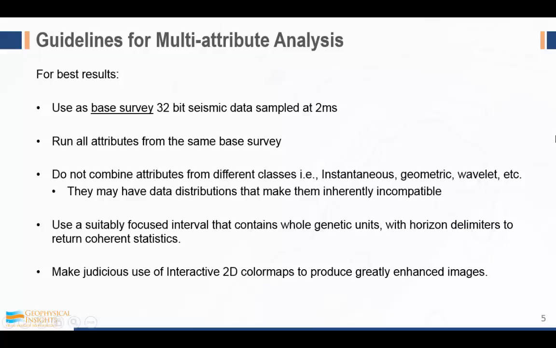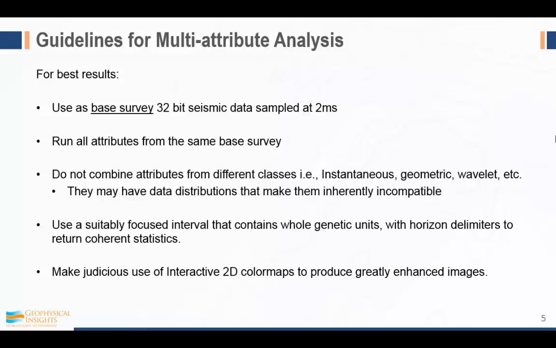We have some wild men who want to go down to half a mil, so, once they get power, they go crazy. So anyway, we run all the attributes from the same base survey, okay? You don't want to mix apples and oranges. We do not combine attributes from different classes. So we do the instantaneous attributes or geometric. We rarely use wavelet, but wavelet attributes are very dominating, and if you combine them with anything else, they'll wipe everything out, you'll never see your other stuff because they'll be dominating.